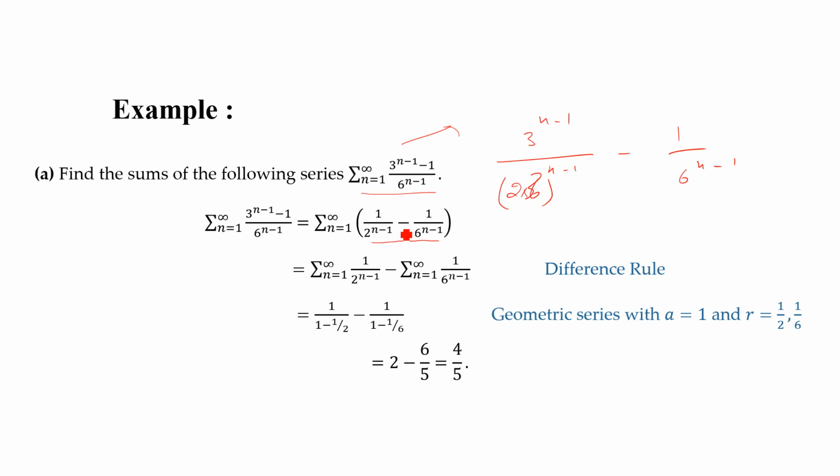And now we are going to use the difference rule. So these are the difference of two series, and these two series are geometric series with |r| less than 1, that is mod r less than 1. So we have their sum equal to a over 1 minus r, and a in both the cases is 1. So we have the sum of the series is 4 over 5.